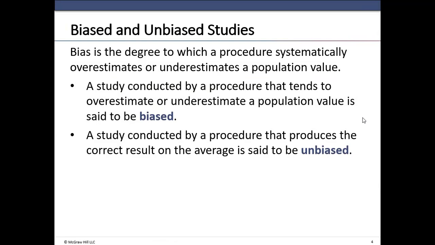A study conducted by a procedure that tends to overestimate or underestimate a population value is said to be biased. That means it is heavy on one side, either on the right or on the left of the center. A study conducted by a procedure that produces the correct result on the average is said to be unbiased.